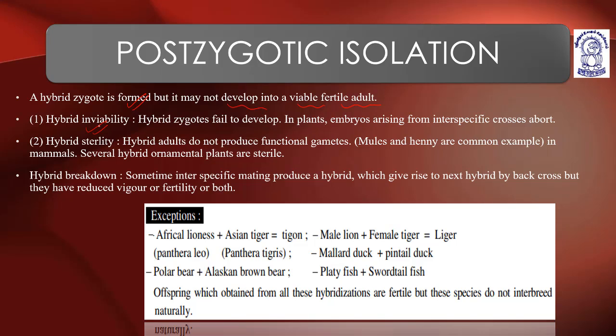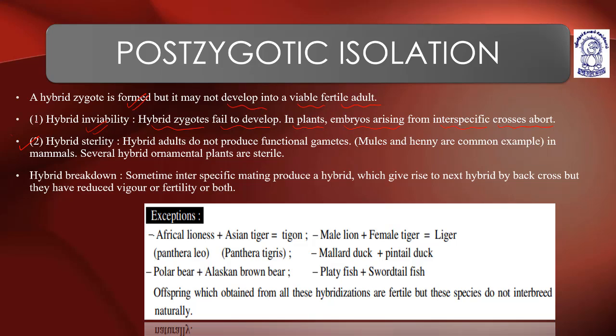Hybrid inviability: hybrid zygotes fail to develop. In plants, embryos arising from interspecific crosses abort. If we are going for an interspecies cross, with members of two different species crossed, the hybrids become inviable, meaning they are not of any use. The embryonic development gets aborted.